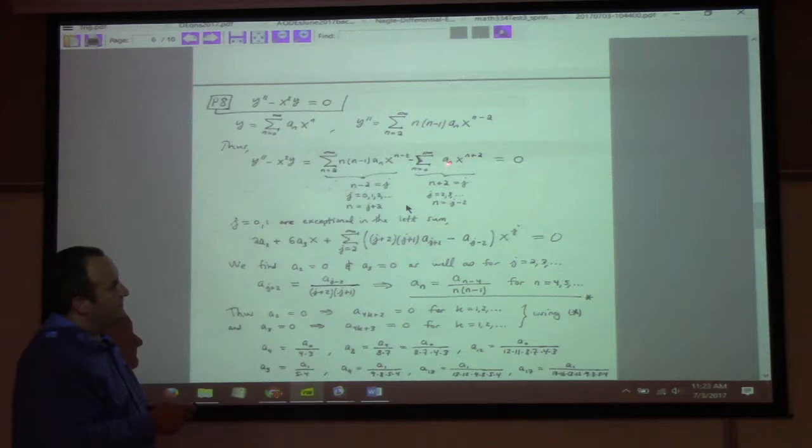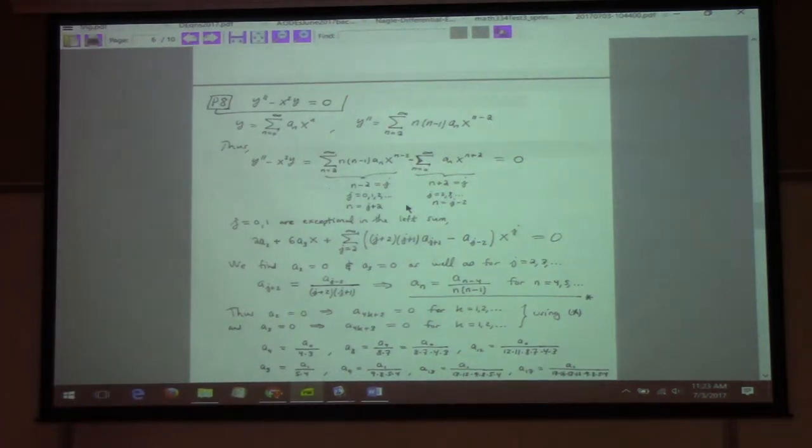Over here, I had a sub n, of n plus 2. Here I have, well, it's harder to see. I guess this is two more over here. I guess the pattern's a little bit harder to see there, but anyway. Now, this one starts at x squared, right? But the y prime prime has a constant and has an x term. So there's these exceptional j equals 0 and 1 terms from the left sum. In particular, I get 2a2 plus 6a3x. And then I've got some j equals 2 to infinity of these guys. So this gives me two relations. The one thing it gives me is that a2 is 0 and a3 is 0.